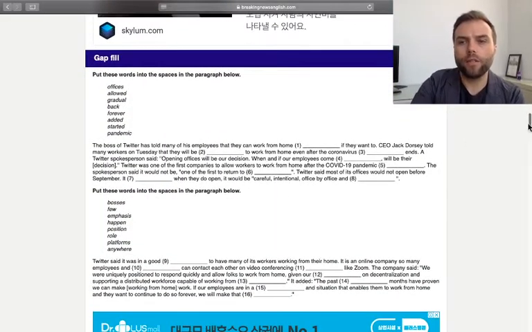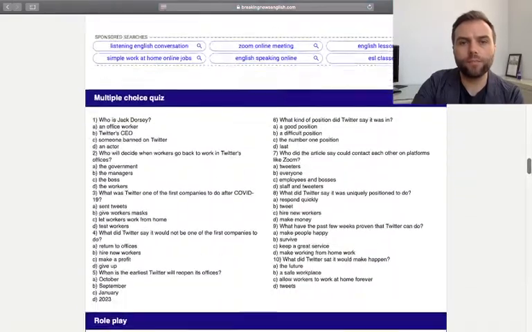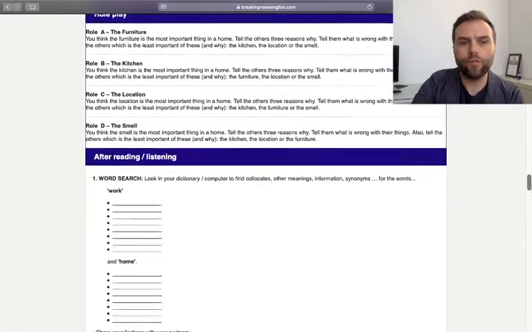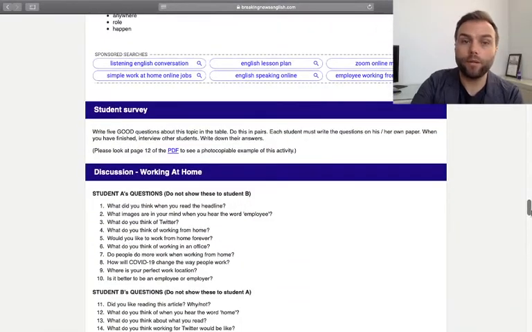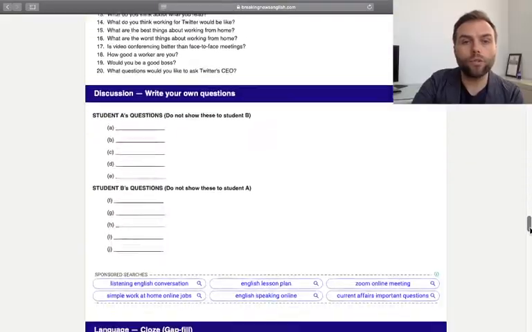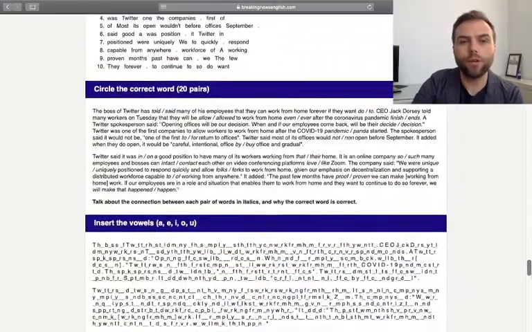Okay, now there's lots and lots and lots of different types of activities, and finishing off with role play. Well, no, even more, student surveys, discussion questions. Yeah, so those are good. You could pull out some good discussion questions and so on. Okay, so lots and lots of content in there.